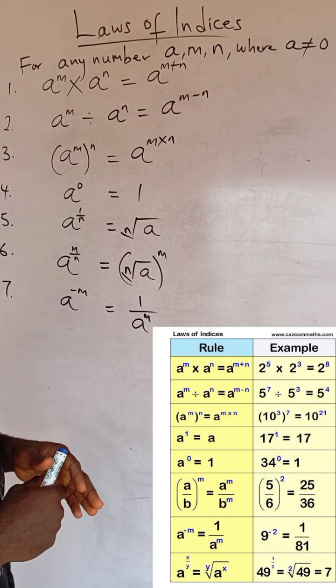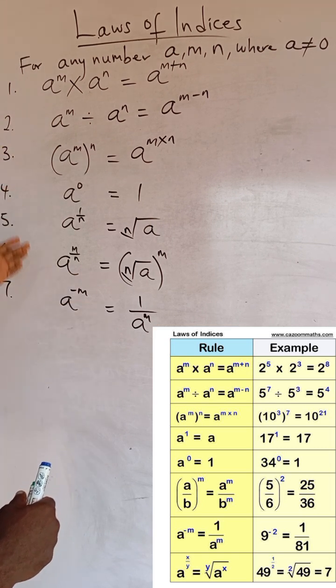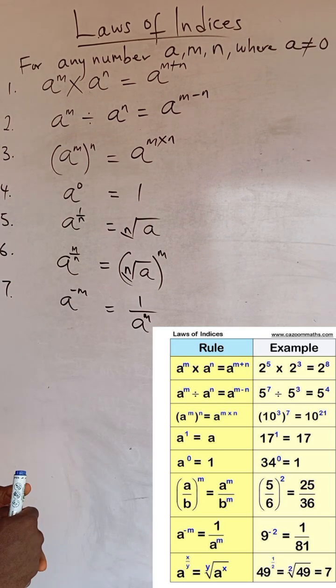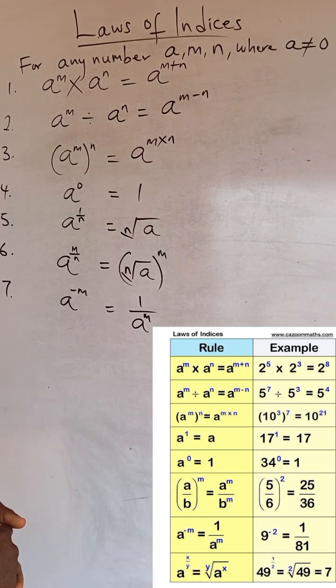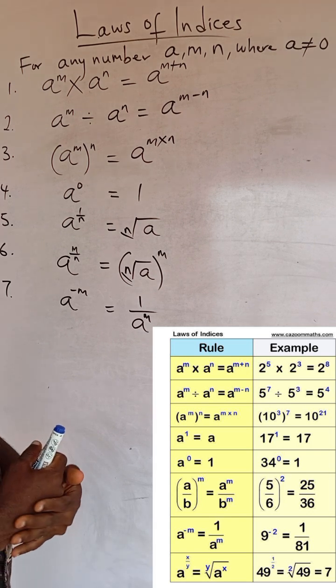So indices simply means powers. Now these are the basic laws of indices here. There are 7 here. Okay, now look at the first law, it is called the multiplication law.